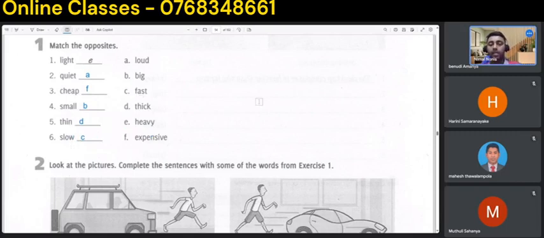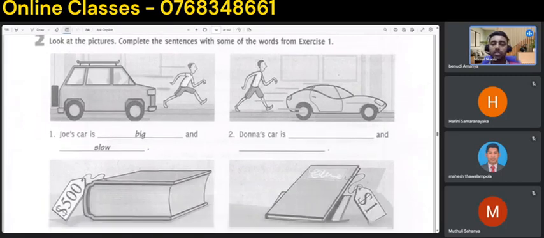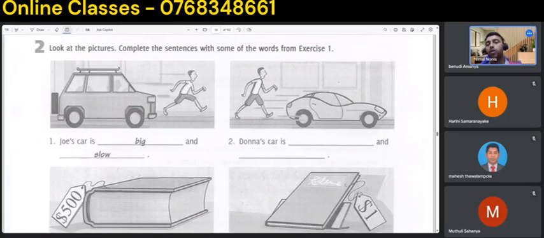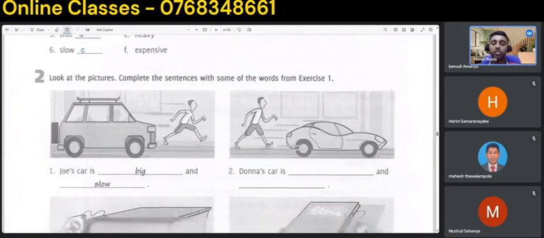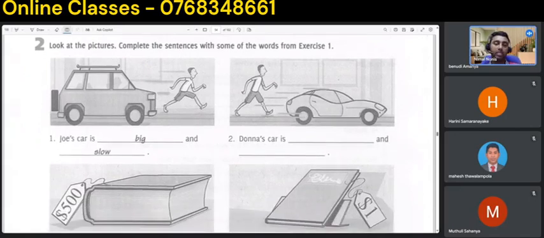Right. Now let's look at this exercise as well. Look at the pictures, complete the sentences with some of the words from exercise 1. In exercise 1, there are the words light, quiet, cheap, small, thin, slow, loud, big, fast, thick, heavy, expensive. Using some of these words, we need to complete these sentences.